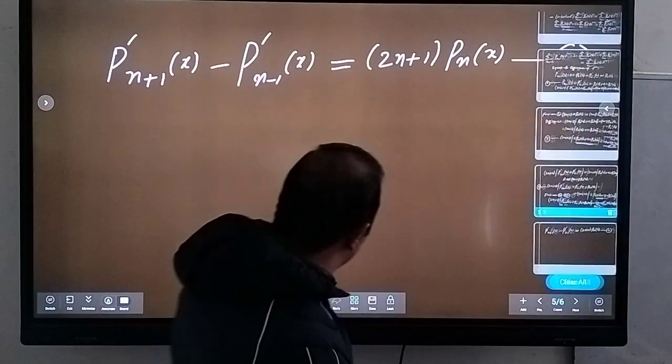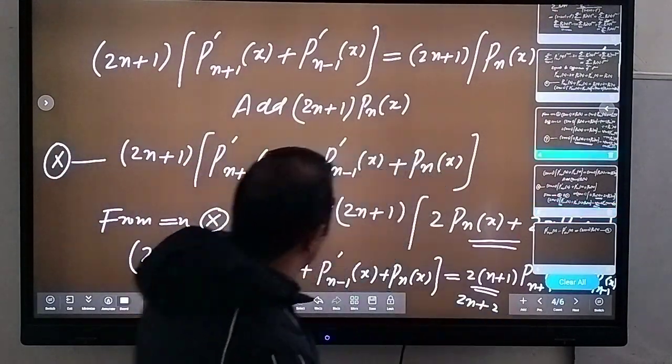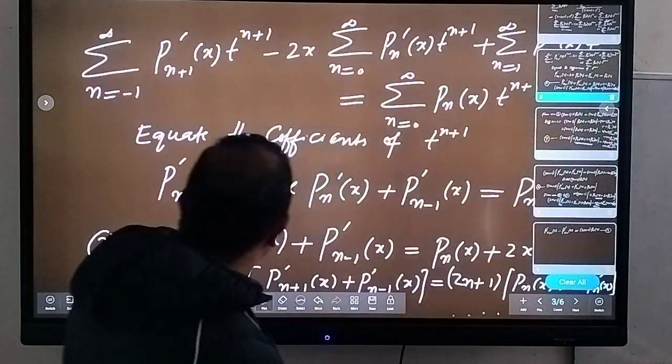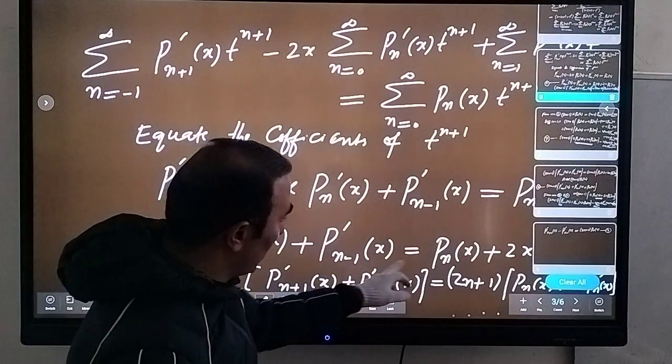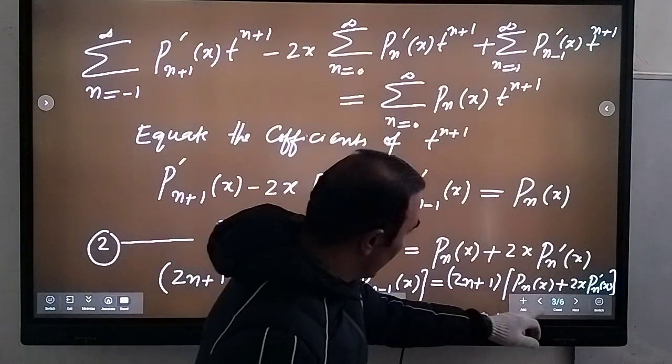Now let us check our second recurrence relation. So our second recurrence relation is this one. What is that? That is p dash of n plus 1 of x plus p dash of n minus 1 of x. That is pn of x plus 2x pn dash of x.